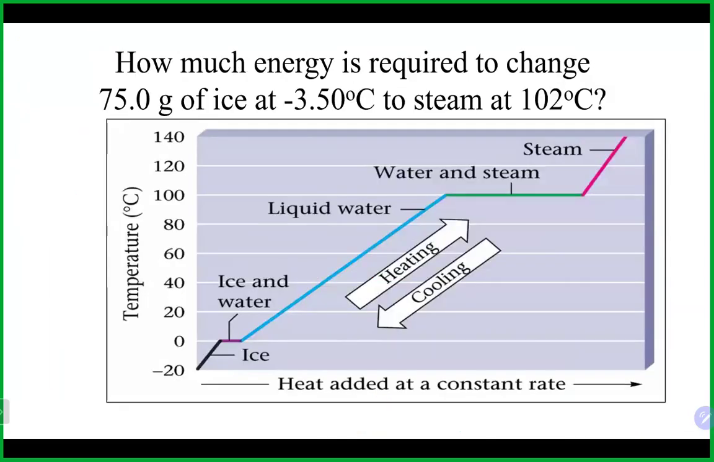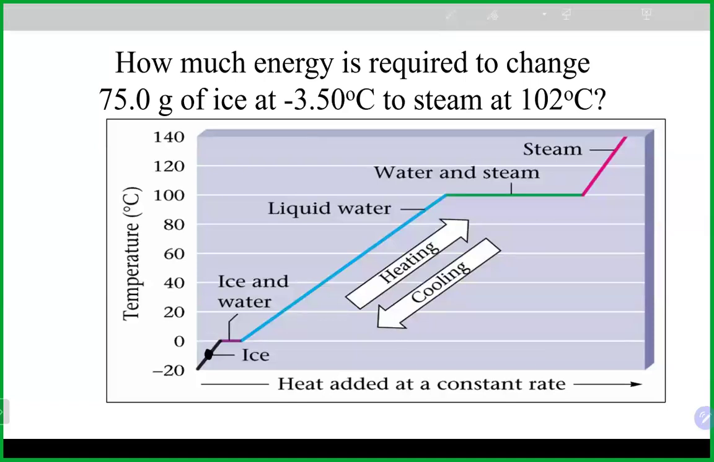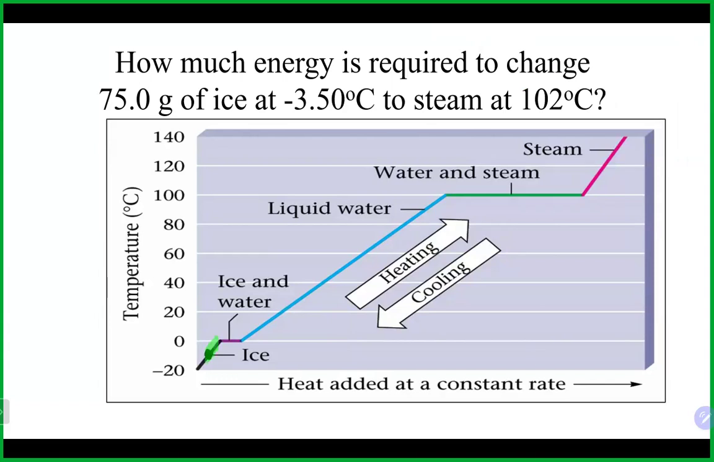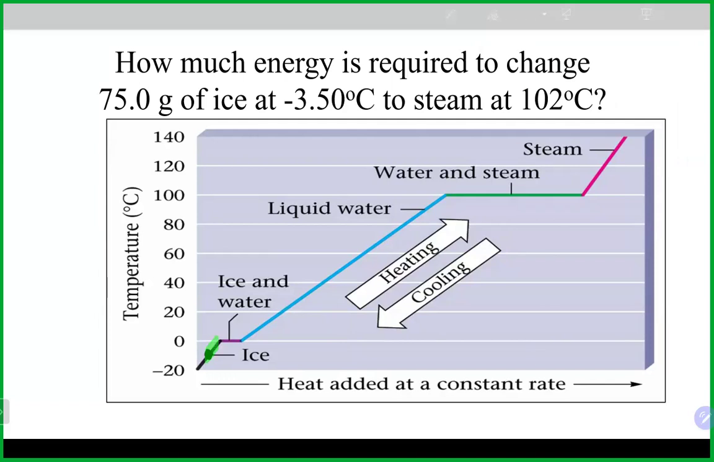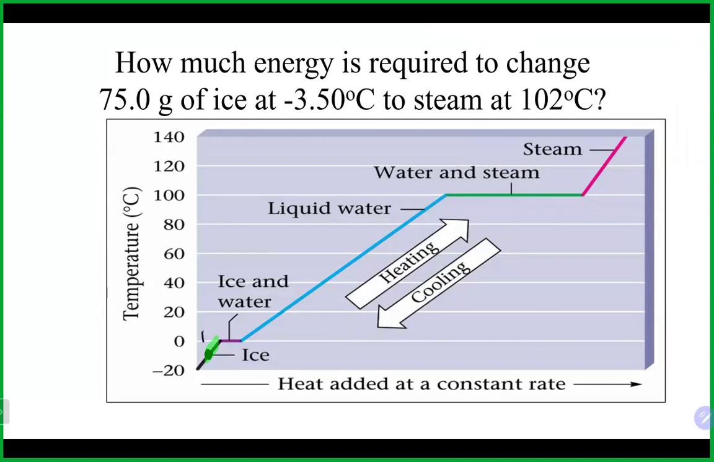So let's say, for example, we wanted to figure out how much energy is required to change 75 grams of ice at minus 3.5 degrees Celsius to steam at 102 degrees Celsius. To do this, we could look at our curve here. We're going to start first off at minus 3.5 degrees Celsius, which would be right around here for sake of argument. So the first thing that we would do is take it from minus 3.5 degrees Celsius ice to 0 degrees Celsius ice. That moves us towards our transition, so that's really our first step. Let's do our calculation. We'll call it step number 1.